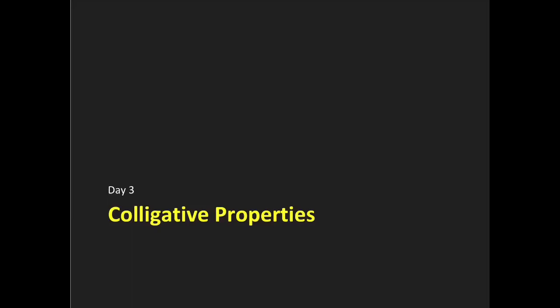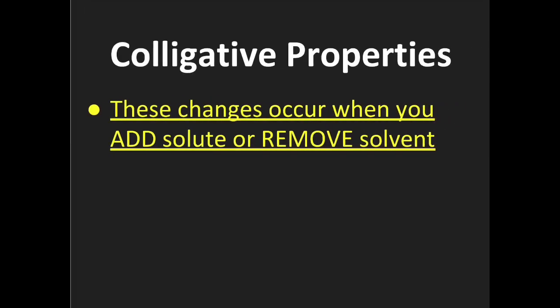All right, so today we're going to talk about colligative properties. Colligative properties refer to how the properties of your solution change as you add solute, which could be your salt, sugar, etc., whatever you're dissolving into your solvent, or remove solvent. So essentially you are increasing the saturation of your solution. All right, and so that's going to affect your solution in 4 different ways.